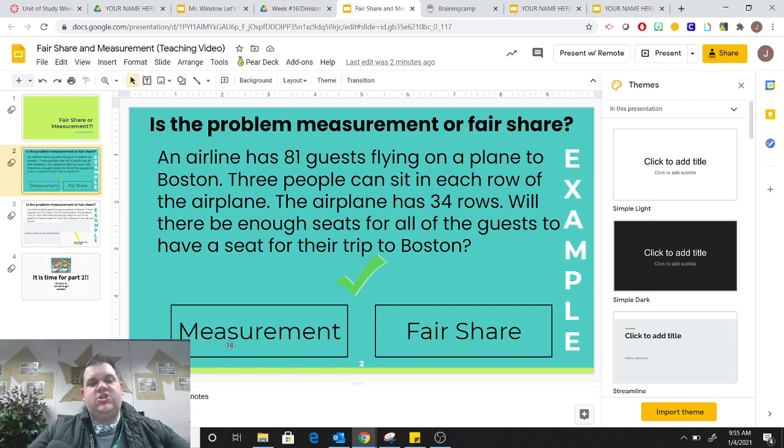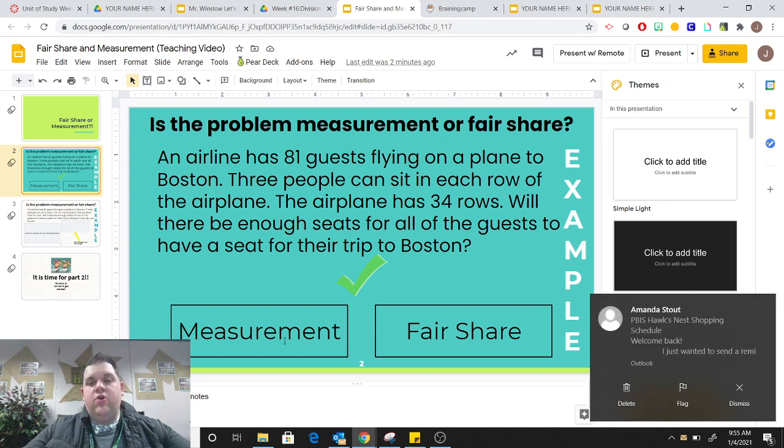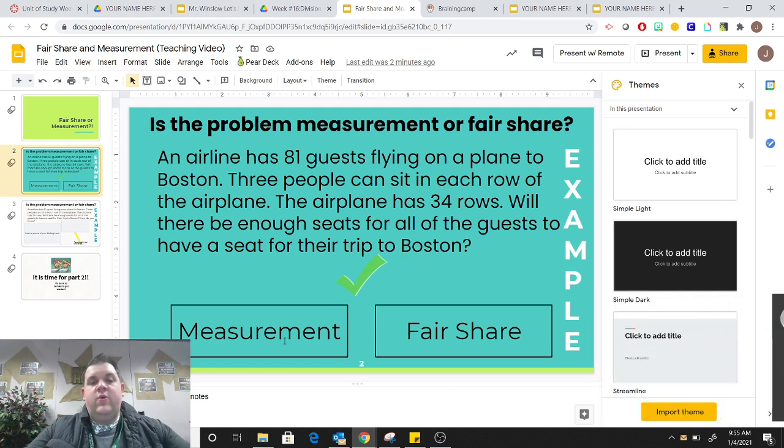So, with our measurement type of problem, we always know how many are in each group, but we're not sure how many groups there are. In a fair share type of problem, we know how many groups there are, but we're not sure how many are in each group. So, as I described each of these different types, what do you think this problem more matches with? Measurement or fair share? Go ahead and type your thinking into Play Pause It now.